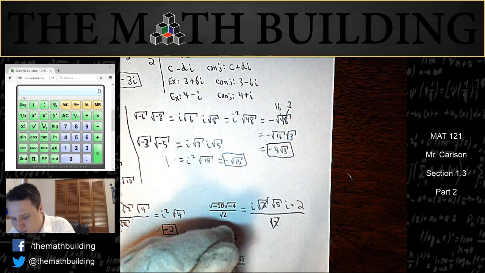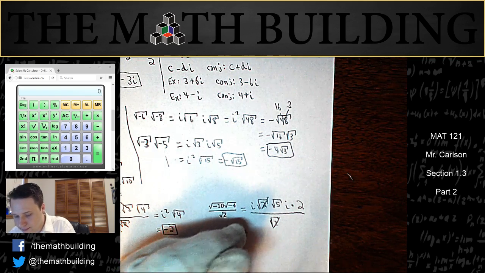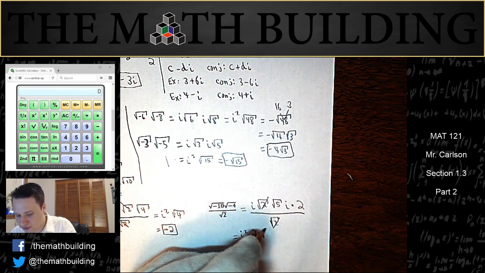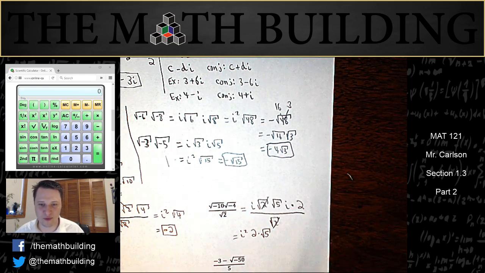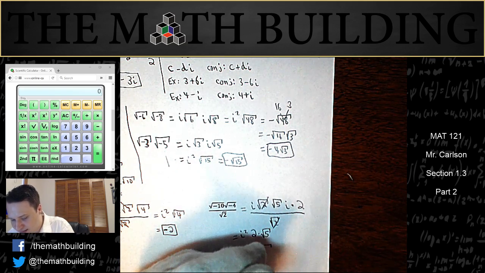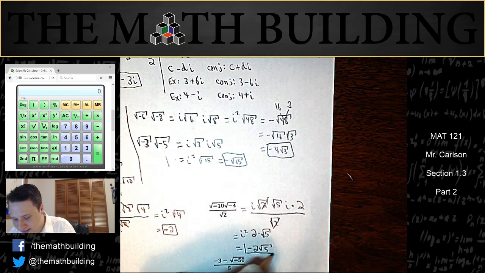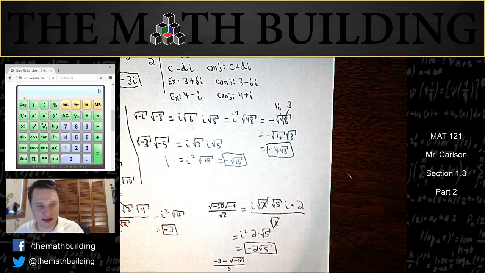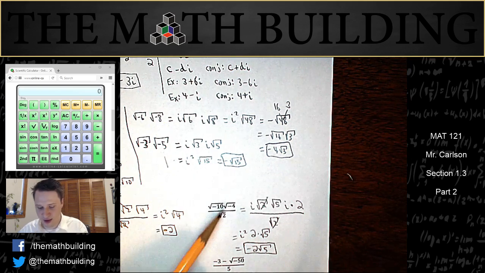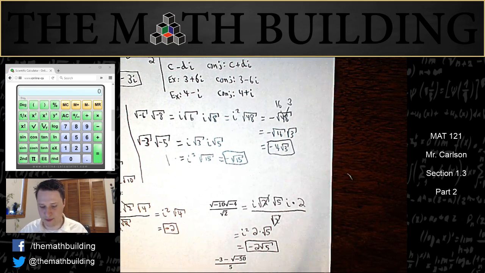I have I squared times, I'm going to write the 2 next, times the square root of 5. I like to put the square roots at the end. And we know that I squared is negative 1, so it's negative 2 root 5 is the answer. So hopefully that's the answer you got. Negative 2 root 5 is another way of writing this giant collection of square roots right there.